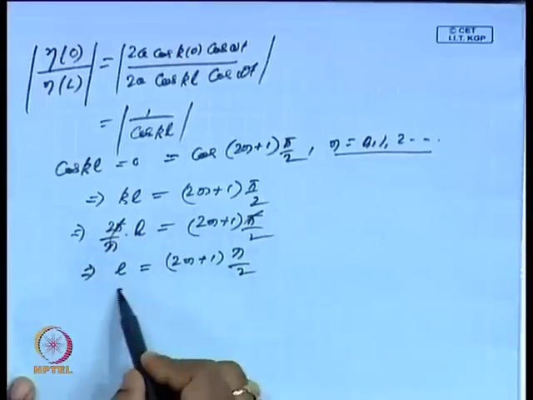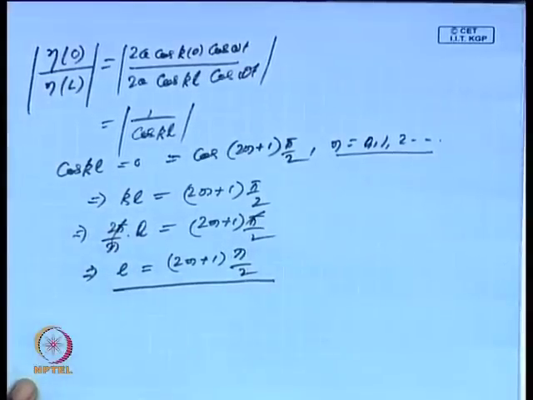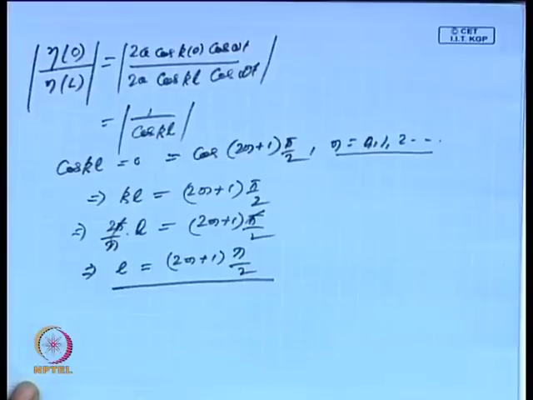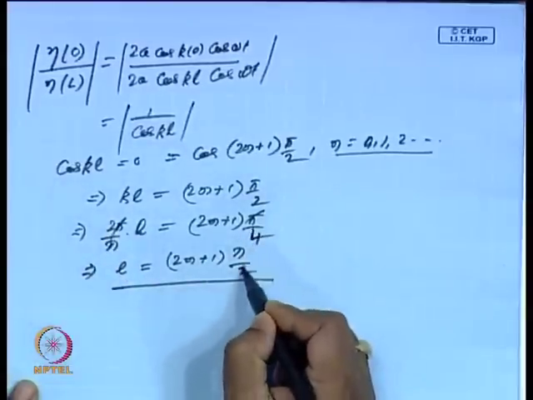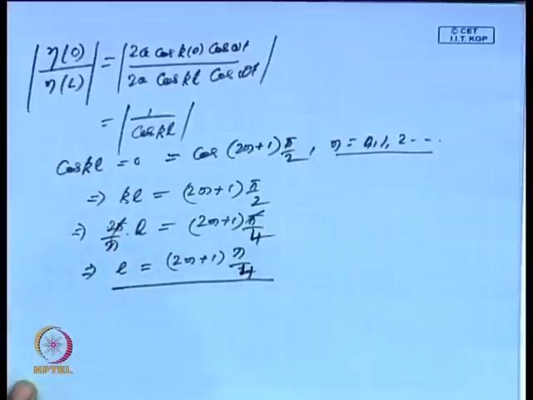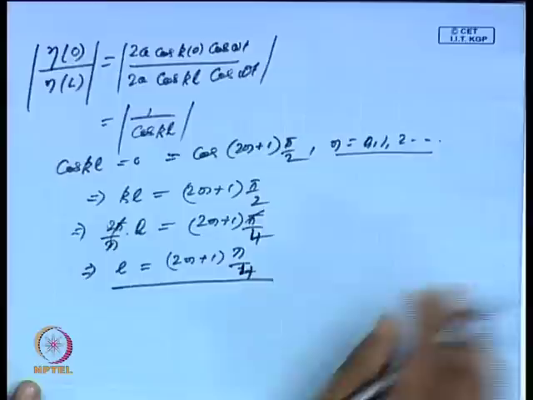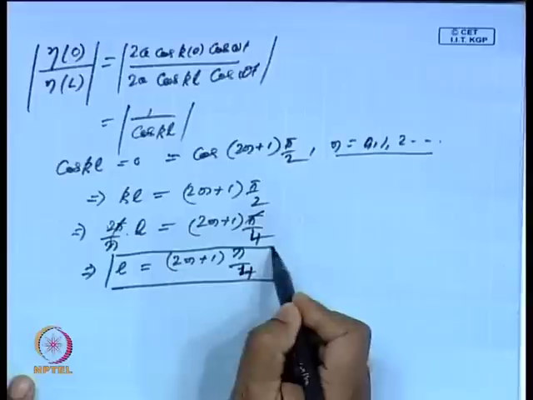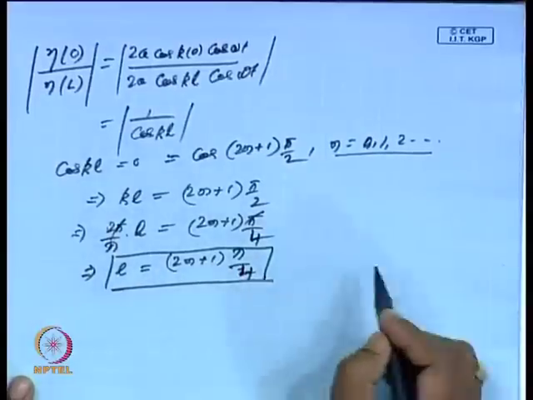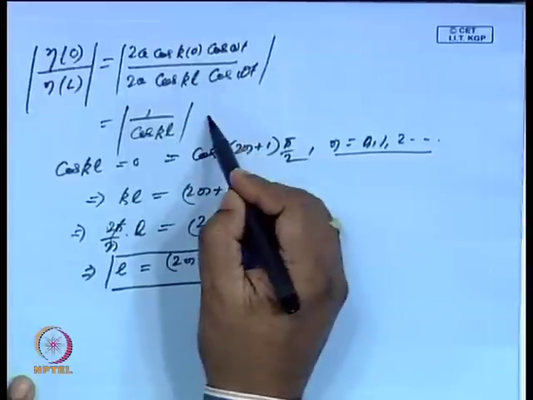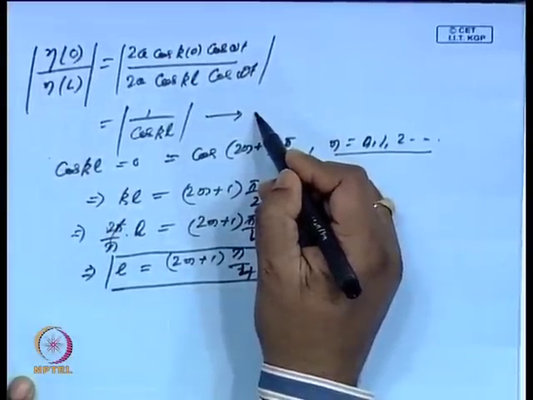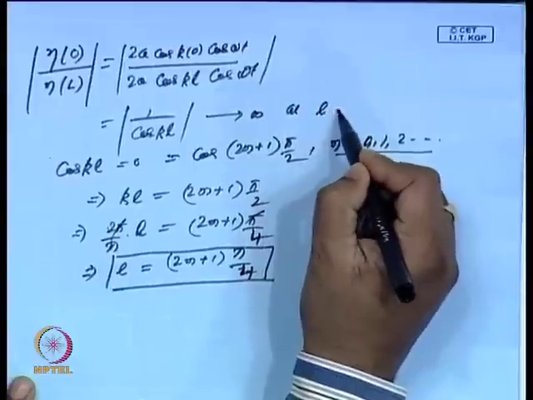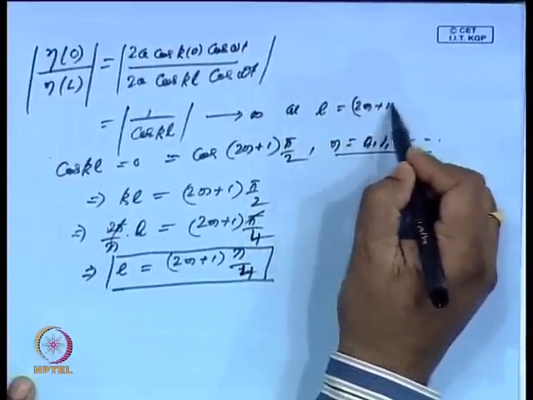So, what it says, L is... there is a 2 here, so this will be 4, sorry, there is a 2 here, it will come as 4. So, (2n+1) into lambda by 4. So, that means, this is a very important relation, when L is equal to (2n+1) into lambda by 4, my eta 0 by eta L will tend to infinity as L becomes (2n+1) into lambda by 4.